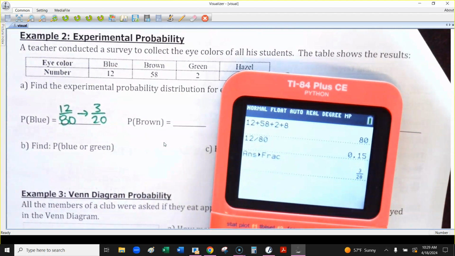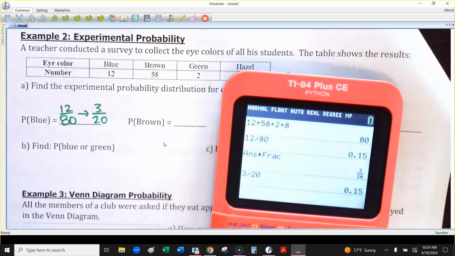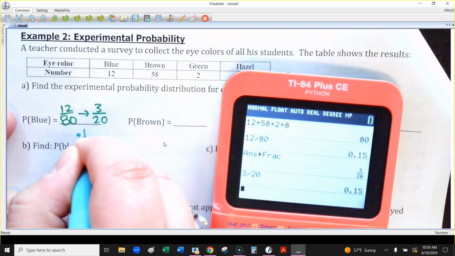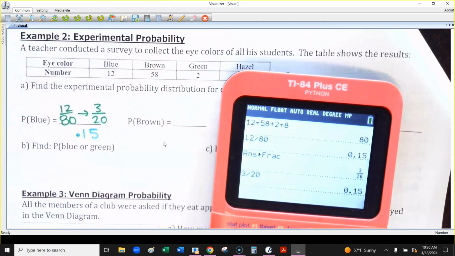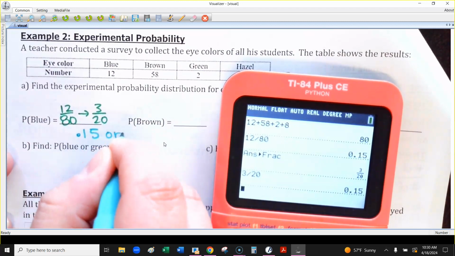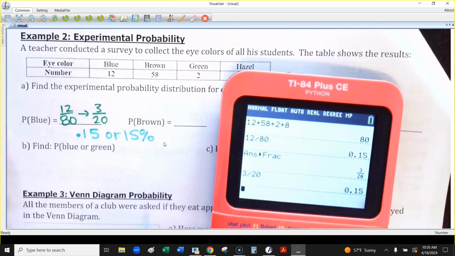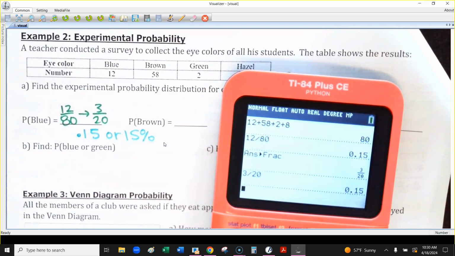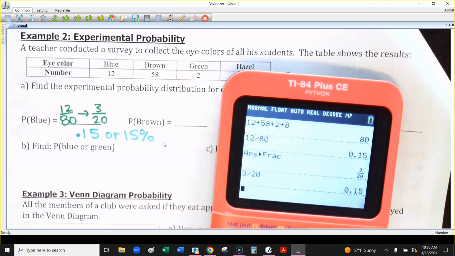If you do want to write it as a decimal, let me just do that here too. I'll just grab a different color real quick. If you want to write that as a decimal, I am fine with that. That'd be 0.15. It doesn't tell you in the question what to write your probability as. So fraction would be acceptable, decimal would be acceptable, percentage would be acceptable.